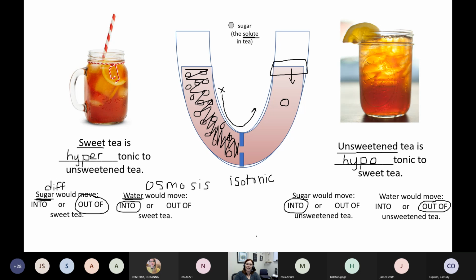So when you're thinking about the two ways that we can make things have the same concentration, either we can move the dissolved stuff or we can move the liquid. They're each going from where there's a lot of me to not as much of me. That's why it's considered passive transport.